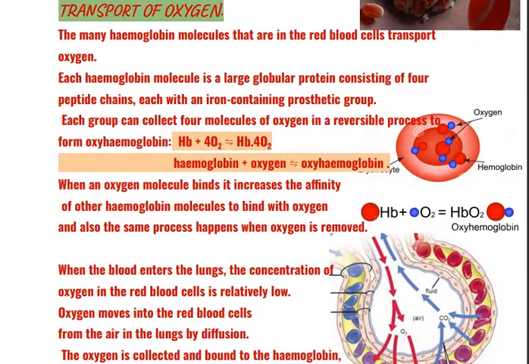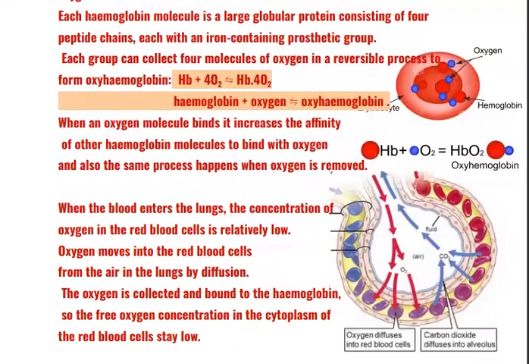O2, Hb.4O2: hemoglobin plus oxygen gives oxyhemoglobin. When an oxygen molecule binds, it increases the affinity of the other hemoglobin molecules to bind with oxygen, and the same process happens when oxygen is removed.